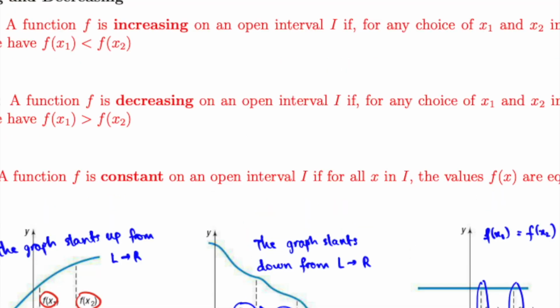Now, when you look at the constant function, a function f is constant on an open interval I if for all values of x in I, the values of f of x are equal. So that means when you consider any two random numbers, x1 and x2, again assuming x1 is less than x2, then the height at x1 has to be equal to the height at x2. Then in that interval, the function is constant. As you can see in this case, the height of the function remains the same at x1 and x2. So f of x1 is equal to f of x2, and then we can write that this is a constant function.